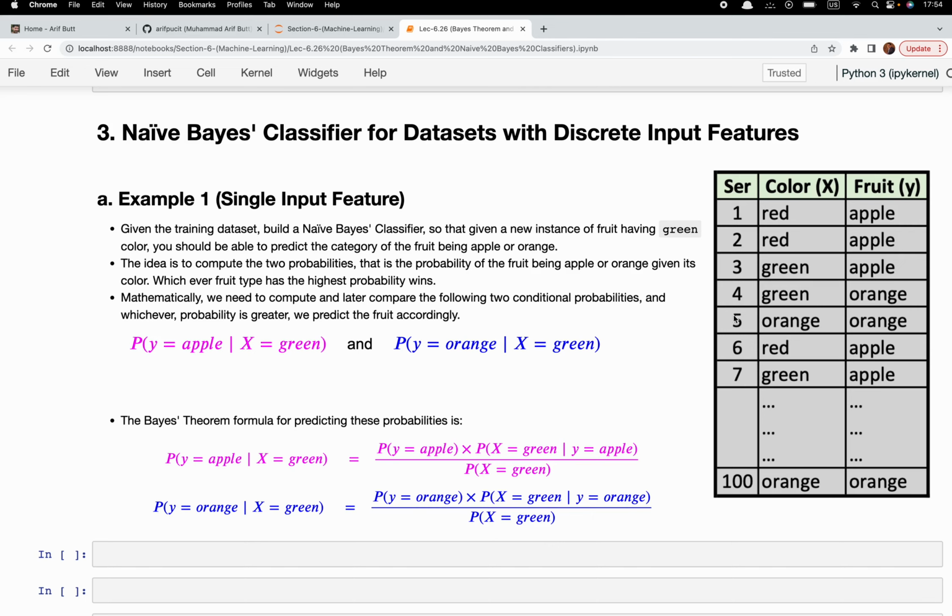For example, given this data set, you need to build a naive Bayes classifier so that when a new instance of a fruit is given, say of green color, you need to predict what fruit it is. So the Bayes theorem comes to our rescue. We compute two probabilities, that is probability of y equals apple given its color is green, and probability of y equals orange given its color is green. And later we compare the two probabilities. Whichever probability is larger is the predicted output label. I hope this makes sense.